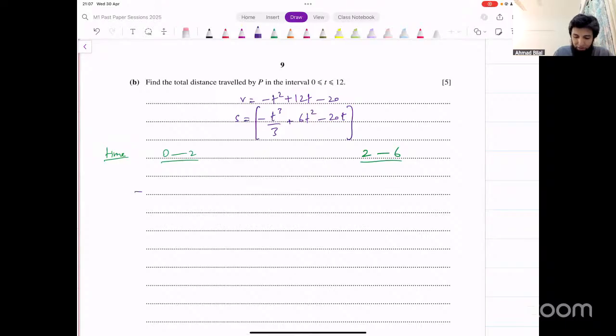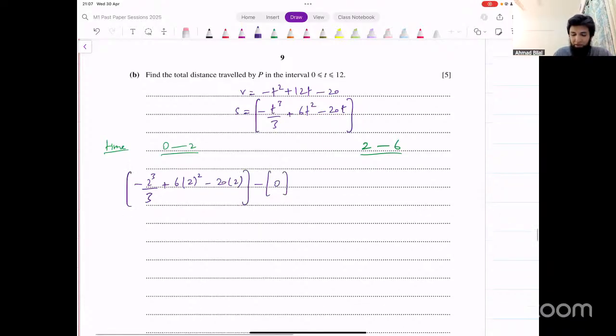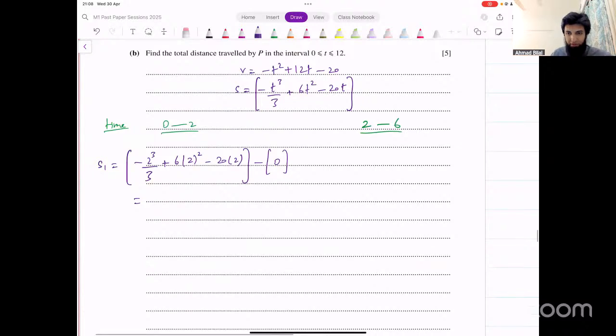Input 2 in this one: minus 2 cubed divided by 3 plus 6 into 2 squared minus 20 into 2. Subtract from this the case when you input t equal to 0. In this case, all of them become 0 and you get the result. What do we get from this? What's this first result? Does anyone have this? Minus 56 over 3. Yeah, so it's going in the negative direction at that point. So that's minus 56 over 3.